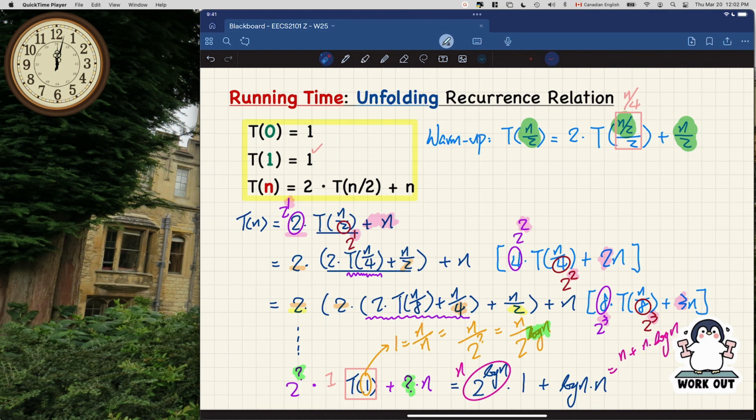And apparently this is the higher term asymptotically. So you can drop this. So what's the running time for merge sort? N log n. All right. So it should be big O of n log n. Okay, so that's a conclusion.